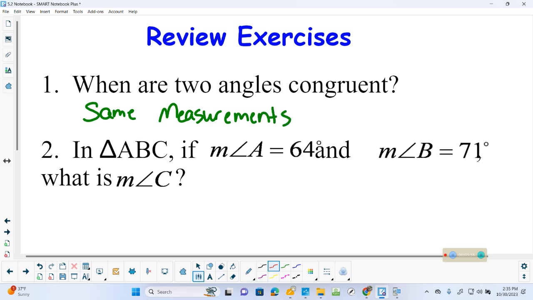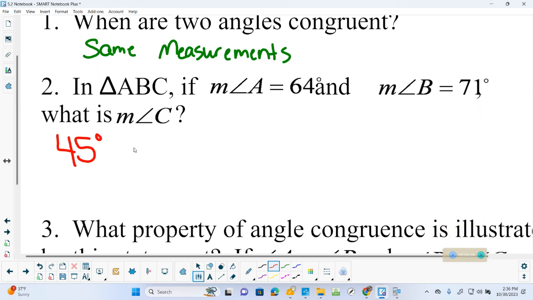Now, you might need a calculator for the second one here. If A is 64, B is 71, how are we going to find C? They all need to total up to how many degrees? 180. So in your calculator, let's be honest, I wouldn't show work for this either. I'm going to do 180, take off 64 and take off 71. So what's your third angle? Who's got it? 45. I see people stealing other people's calculators. Okay, let me scroll it down. I'm just going to put the third one on the screen.